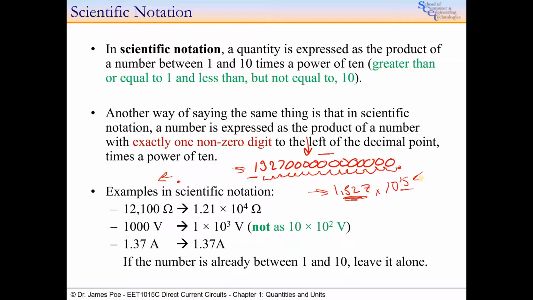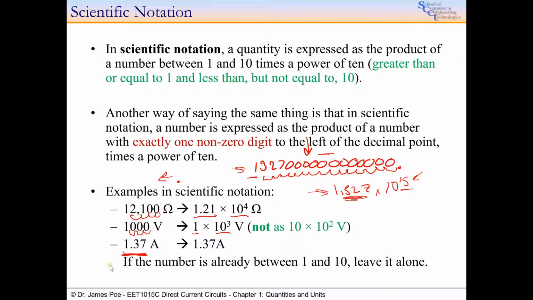Right? So let's look at these examples here. I move this over 1, 2, 3, 4, so it becomes 1.2 times 10 to the 4. This one, 1, 2, 3, so it becomes 1 times 10 to the 3. This one is already in scientific notation. There's only a 1 to the left of the decimal.